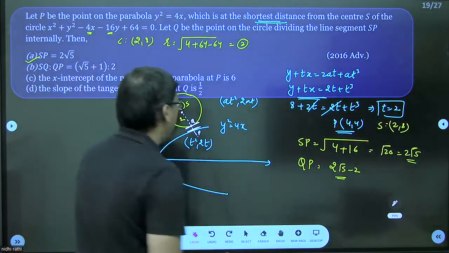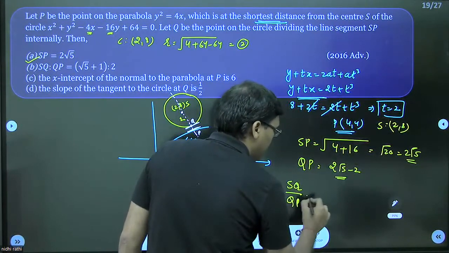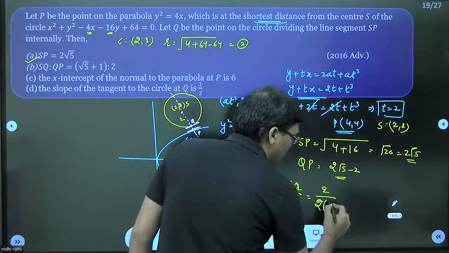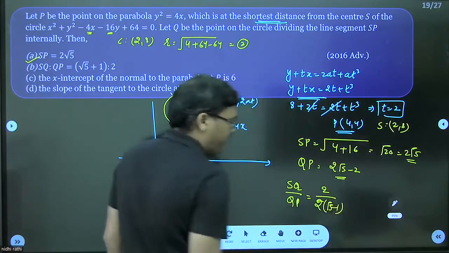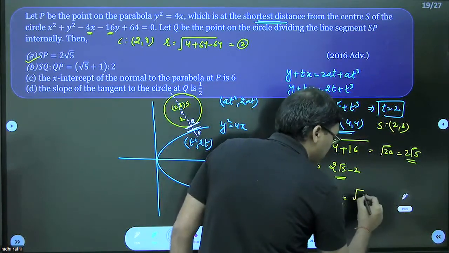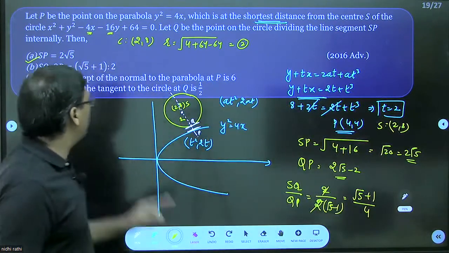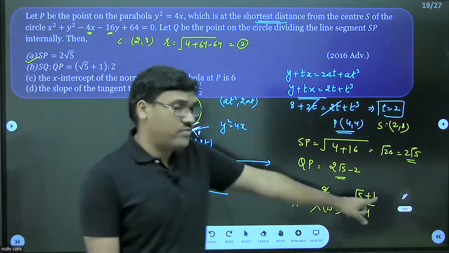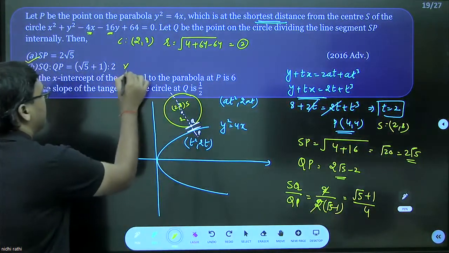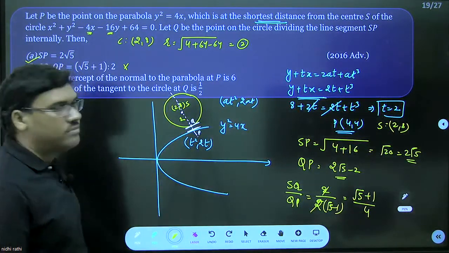SQ is to QP. This is 2 upon (2 root 5 minus 2), right? So you can cancel this. So what is this value? You can just rationalize this. This is (root 5 plus 1) divided by 4. So SQ is to QP is root 5 plus 1 is to 4. So this is not the correct answer, because the correct ratio is root 5 plus 1 is to 2. So option B is wrong.